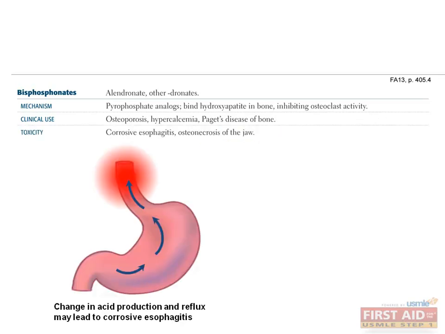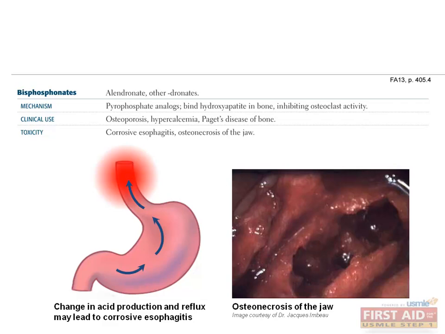The side effects listed here are pretty classic, and since these drugs are taken really frequently, they're worth remembering. Just as with a lot of other drug classes, there are non-specific side effects like nausea and diarrhea. More importantly, what you'll want to remember is that you can see corrosive esophagitis and osteonecrosis of the jaw. Corrosive esophagitis occurs because of a change in acid production and reflux. As a result, it's really important to take these pills around meals and also to remain upright for some time after ingestion. Both of these are pretty unique toxicities, and as we've said before, unique toxicities love to get tested on Step 1. Here's a picture of osteonecrosis of the jaw, just in case you're having trouble imagining it.